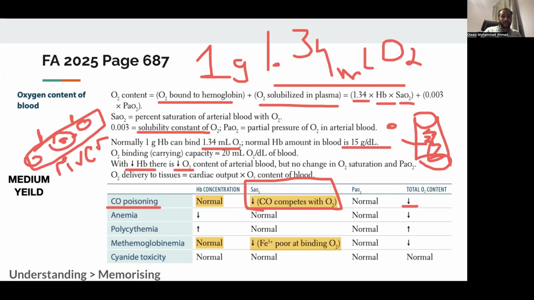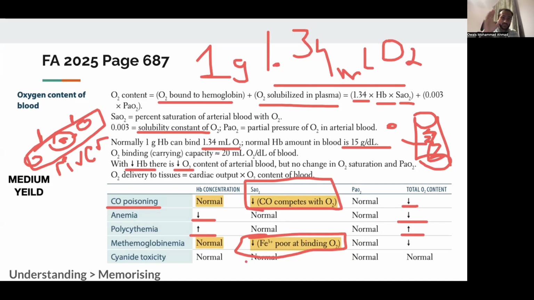Anemia, okay, anemia again, we're going to have decreased hemoglobin over here. Everything else is normal, and that leads to a decreased content. Let's look at the opposite, polycythemia. We're going to have it increase, and that's going to increase the amount of O2 content. Methemoglobin, it's the same as carbon monoxide, a decreased amount of your saturation, your stickiness, and that's going to lead to decreased O2 content.